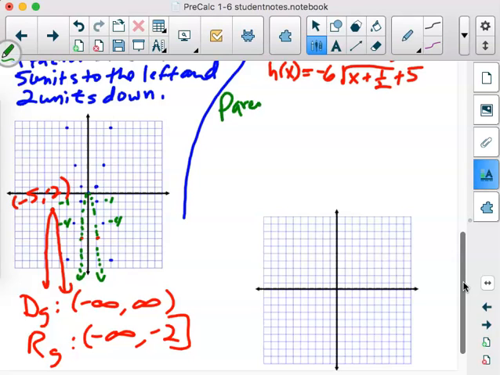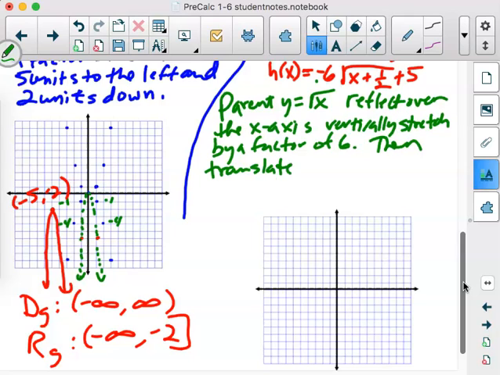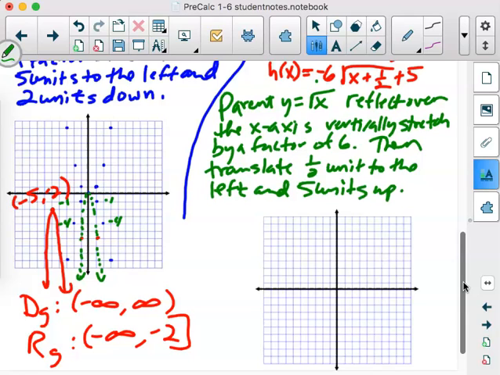We have a parent of the square root function, and we have to reflect over the x-axis, and that's this little negative in the front here, vertically stretch by a factor of 6, then translate a 1/2 a unit to the left and 5 units up. And there it is. All right.